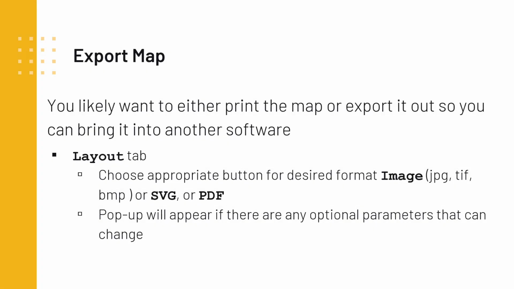Likely you'd want to export your map so you can either print it out or bring it into another software package. So to do this, you're going to go to your Layout tab. You're going to choose the appropriate button for desired format. Image if you want a JPEG, a TIFF, or a bitmap, or SVG or PDF. A pop-up's going to appear, and if there are any optional parameters, you can adjust those as you would like.